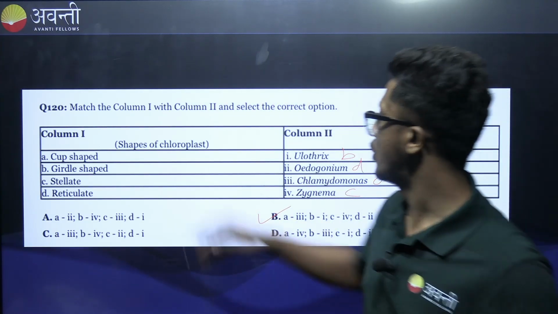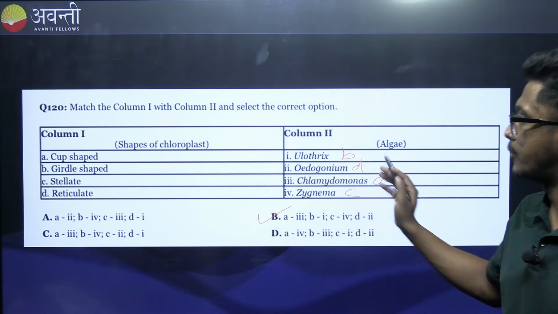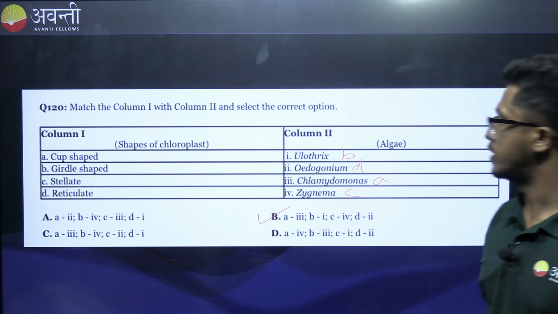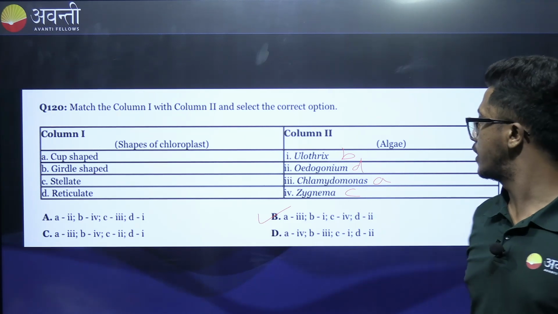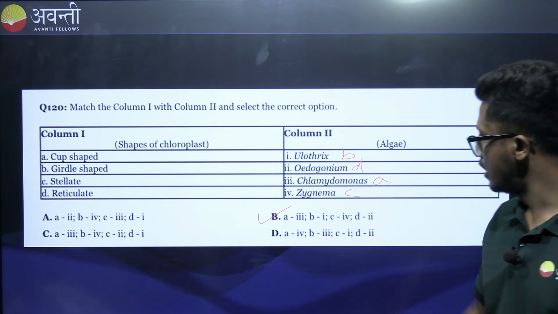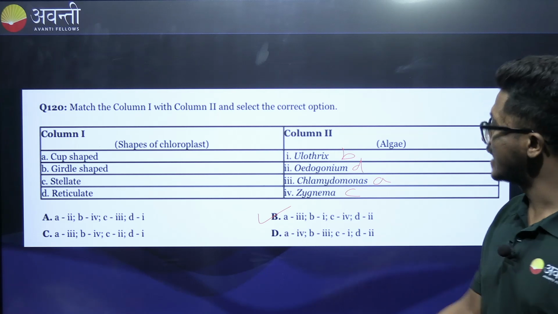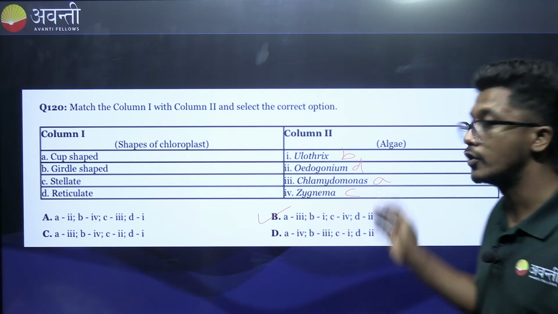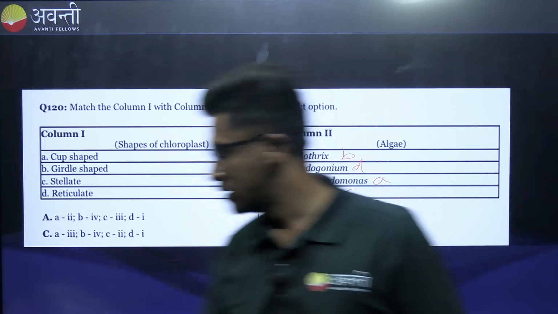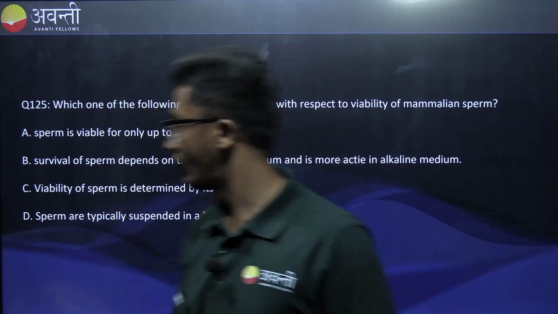I'll repeat again. You have the cup shape found in Chlamydomonas. Girdle shaped is found in Ulothrix. Stellate shape is found in Zygnema. And then you have your reticulate shape, it is found in Oedogonium. Okay, so let's go for the next question.